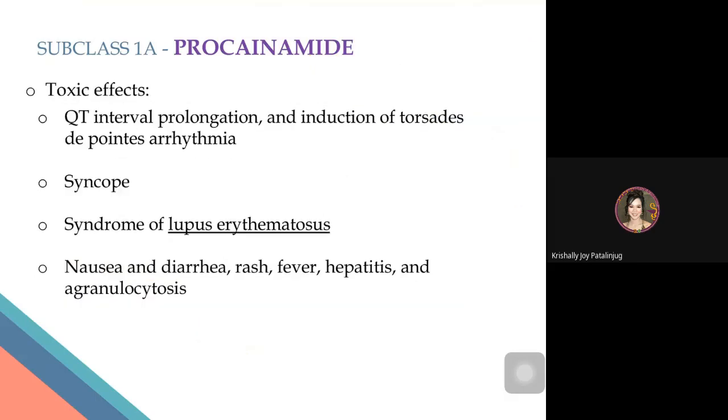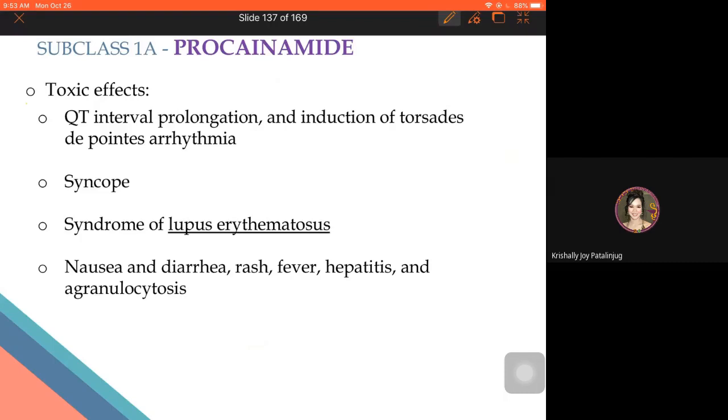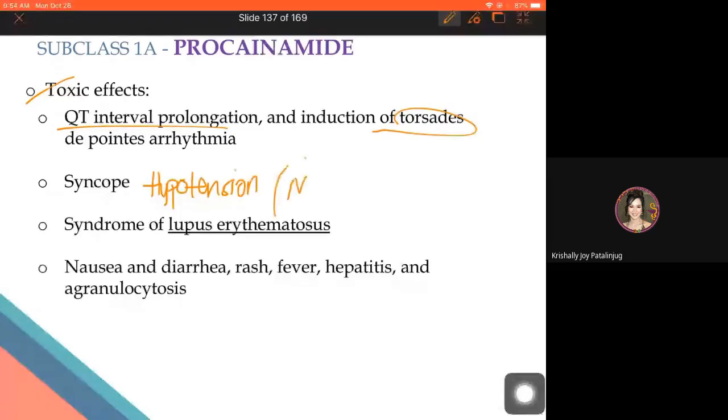Now, aside from SLE, procainamide also causes the following toxic effects. The same with quinidine, it also causes QT interval prolongation with irregular QRS complexes, resulting to Torsades de Pointes. And it can also cause marked hypotension, resulting to syncope. Lalo na kapag ang procainamide was given intravenously, that could really cause syncope.